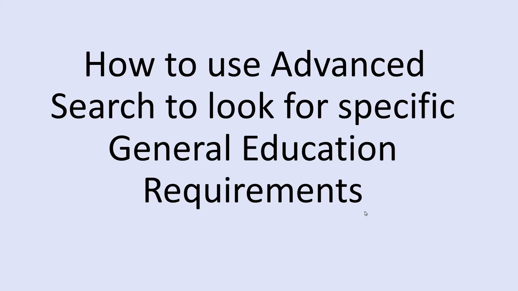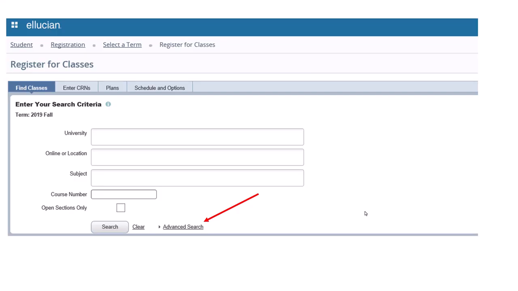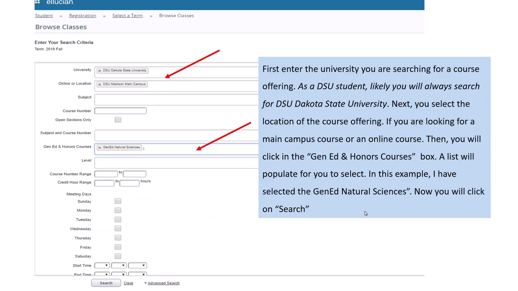Now you may also use the advanced search to look for specific general education requirements. So you will go to the same page and click on advanced search. You'll first enter your university that you're searching for. As a DSU student, you'll always search for DSU classes. Next, select your location. Remember if you're looking for a main campus course or an online class.